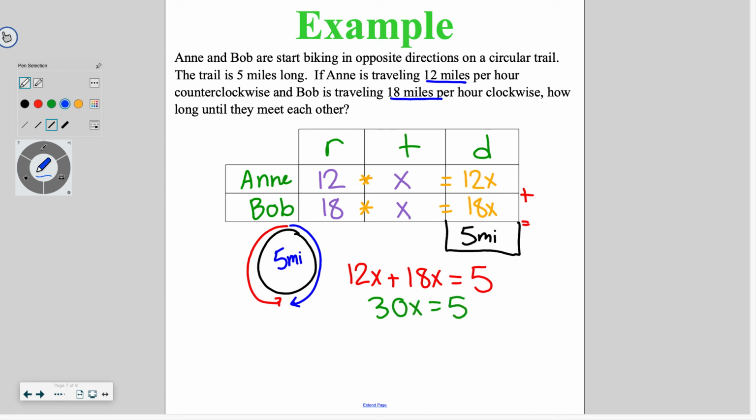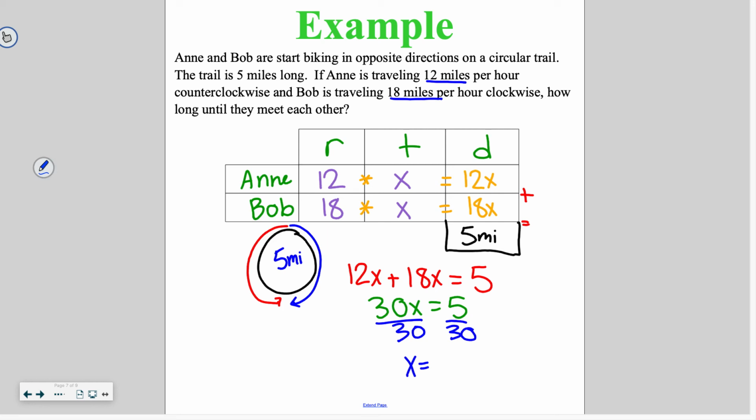Solving that problem, I'm going to go ahead and divide by 30, and I get x is equal to 0.16 repeating. To make this a little bit easier, that's currently in hours, so I'm going to go ahead and multiply by 60, which tells me that they are going to meet up with each other in 10 minutes.